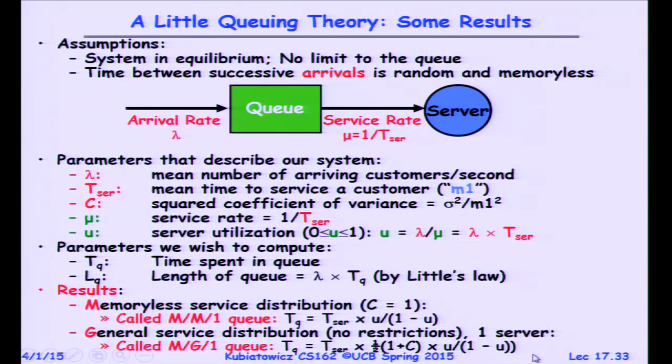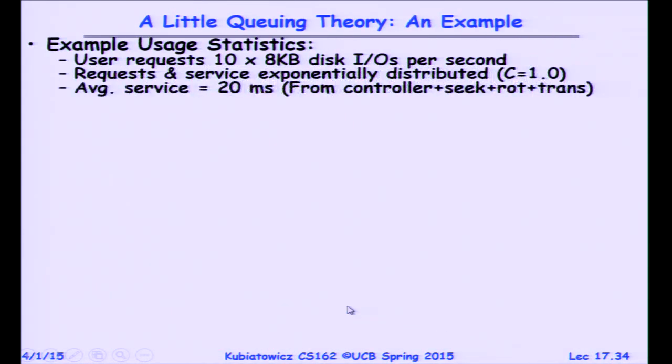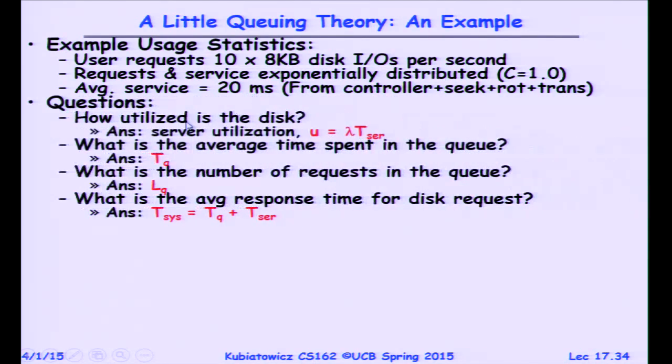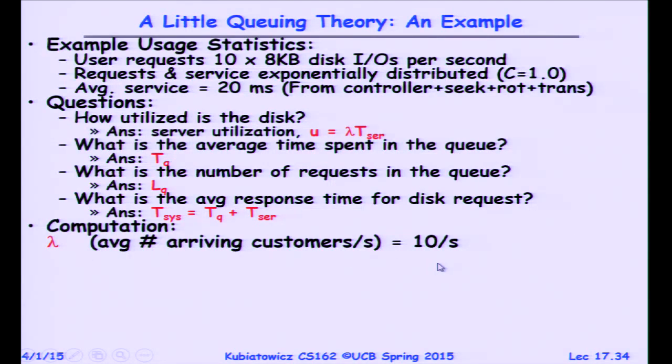Okay? So, for instance, very quickly, you could do this. What are some usage statistics? Well, we can have 10 requests per second. The requests are exponentially distributed, and the service is exponentially distributed. The average request time is 20 milliseconds. And so now we can ask questions. How utilized is the disk controller? Well, it's lambda times T ser. So look, lambda is 10 per second.